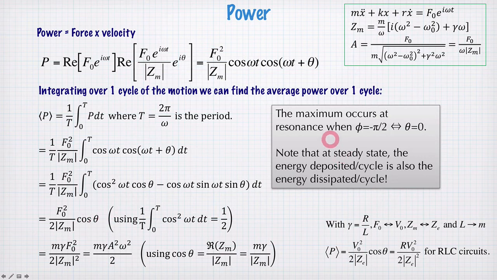It's also worth just remembering here what power we're talking about. So the force, this driving force in this equation, is doing work on the oscillator, and the work is being dissipated as heat by the damping in the oscillator. So when we talk about the power, we're talking about the power deposited by the driving force and the power dissipated by the heat due to the damping.